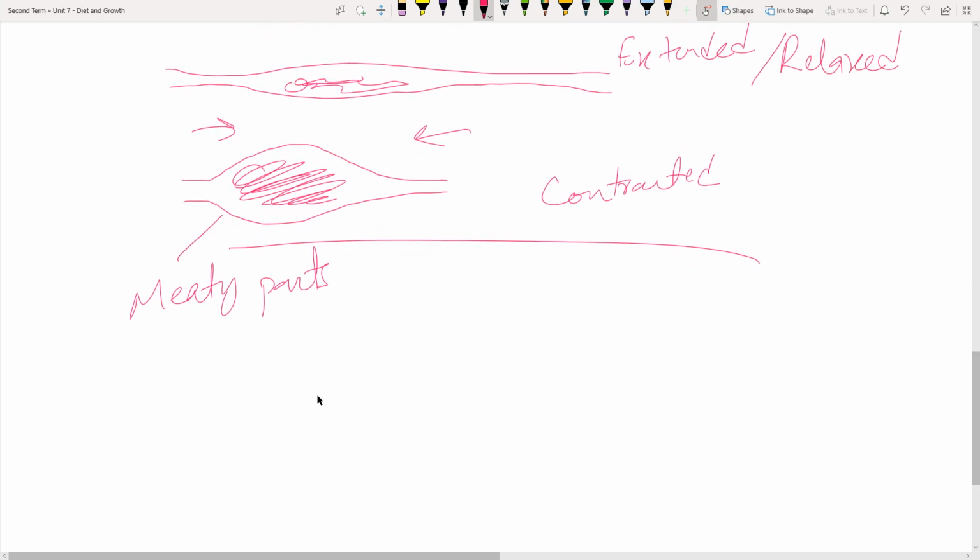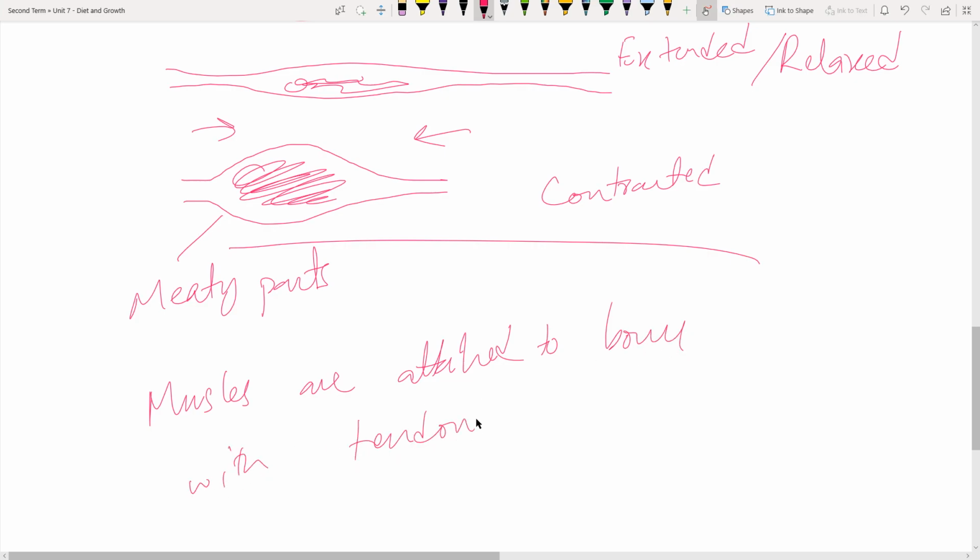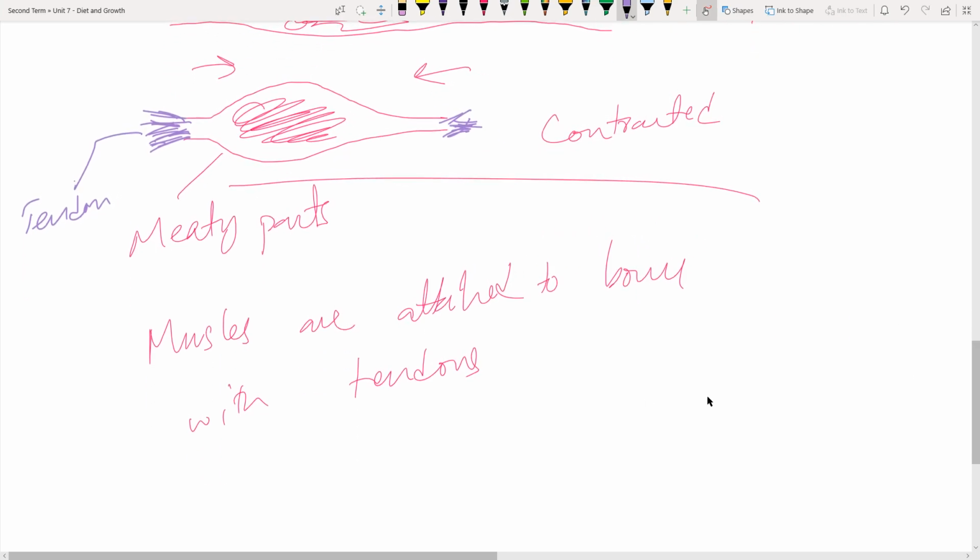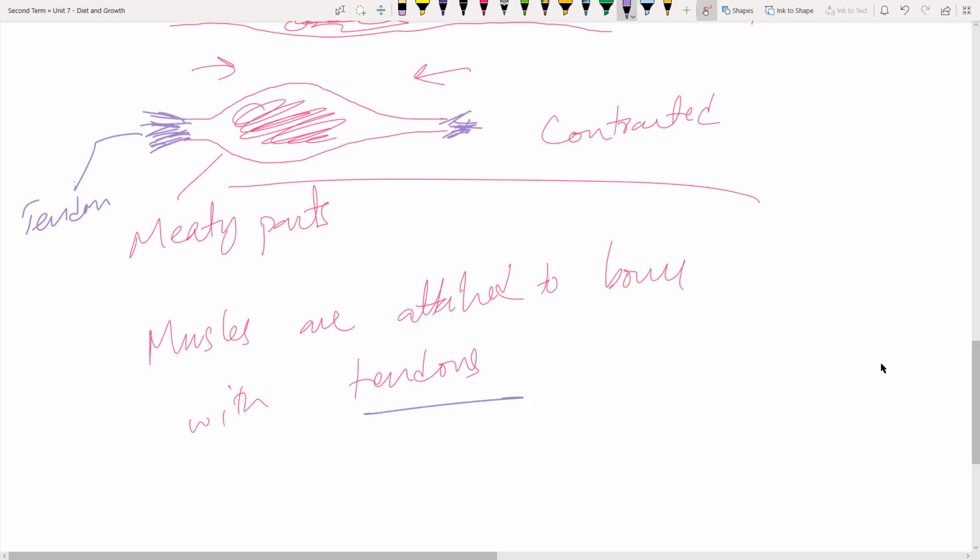Now these muscles are attached to bones with tendons. Tendons are those whitish little parts that come off from the muscle and join to the bone. So this is what tendons look like. This is going to be the tendon, and the whole thing would be the muscle. So tendons join the muscles to the bones.